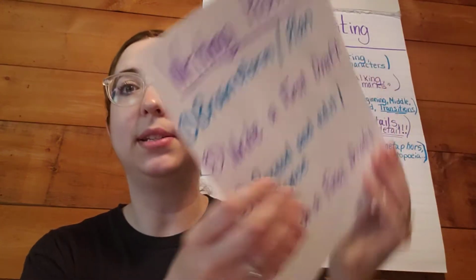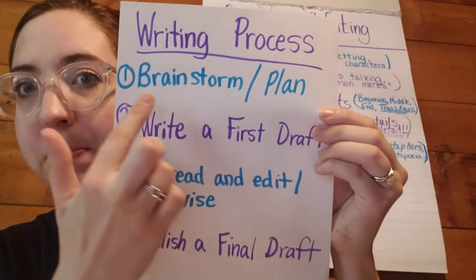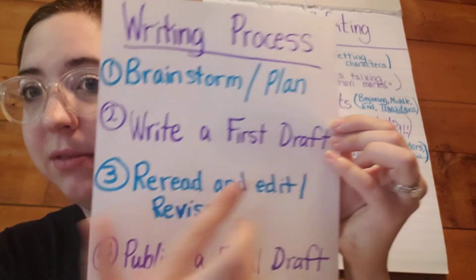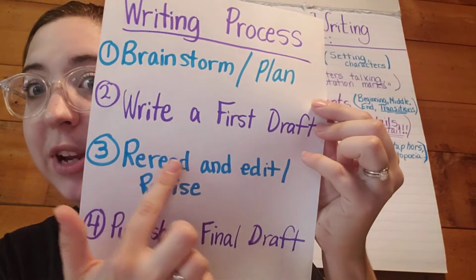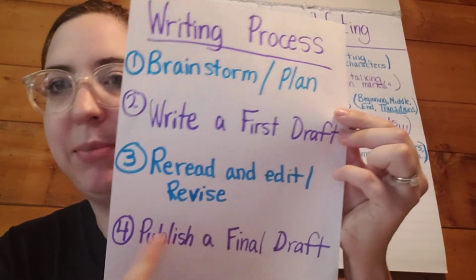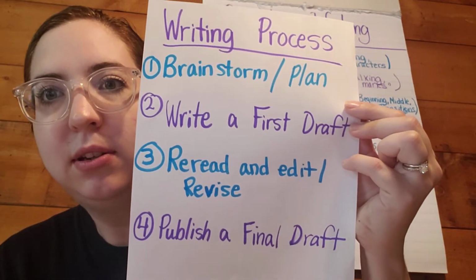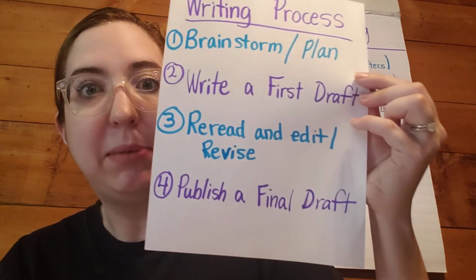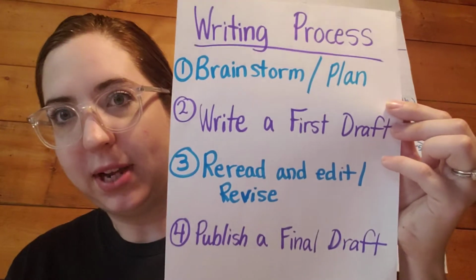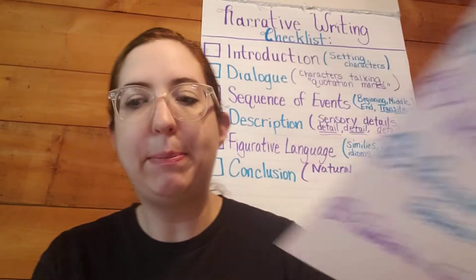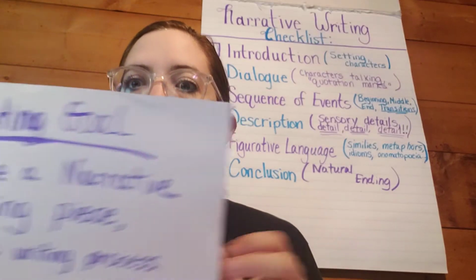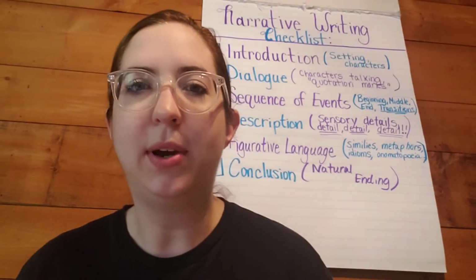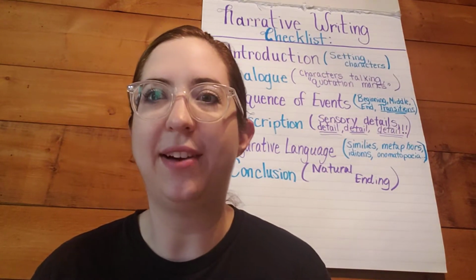So the writing process, that's when you brainstorm, you come up with a plan, you write a first draft, a rough draft, you reread your writing and you edit it and revise it, make it sound good, make it look good, right? And then you publish a final draft to share with people. So this is the writing process that I want you to use to meet your end goal of writing a narrative piece.